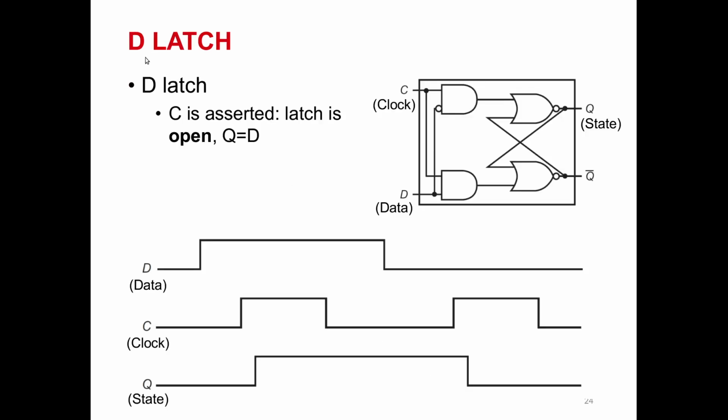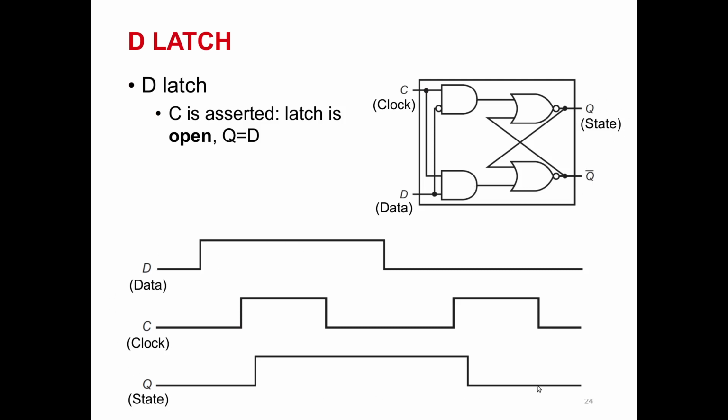Speaking about memory, we will need to start with the D latch. Here is the design of a D latch. It has two inputs, C, the clock, and D, the data. It has two AND gates and two OR gates together with three inverters. It also has two outputs, Q, the state, and its complement, Q bar. We will concentrate on Q only.